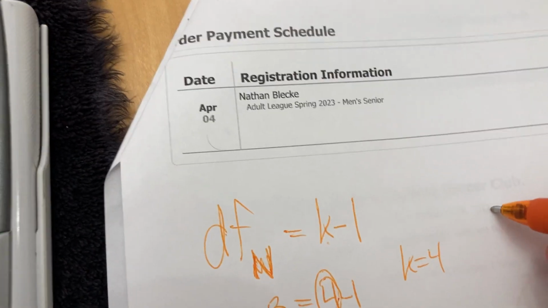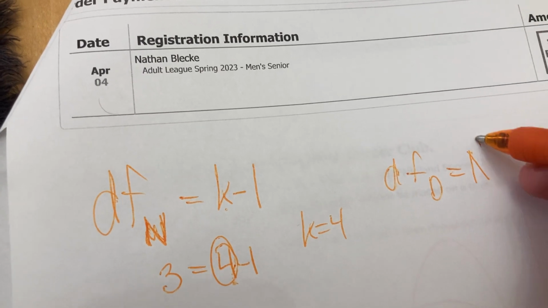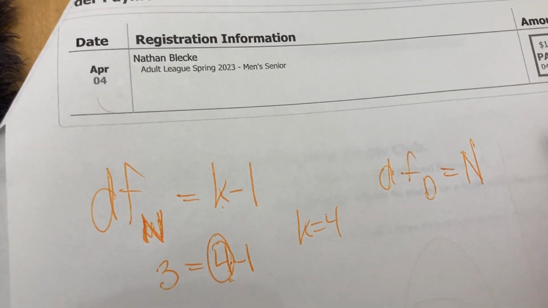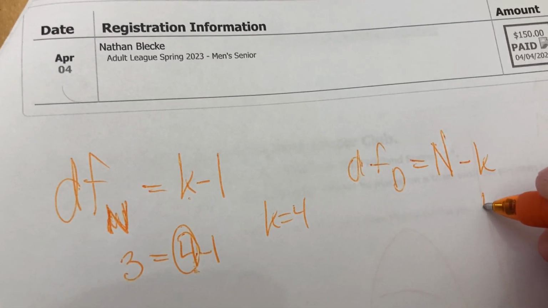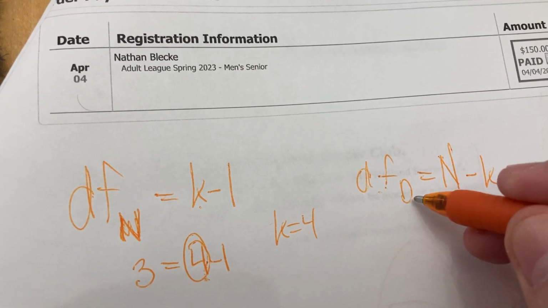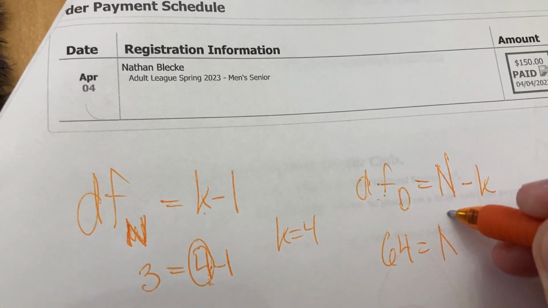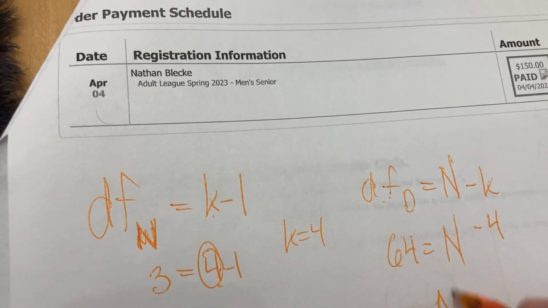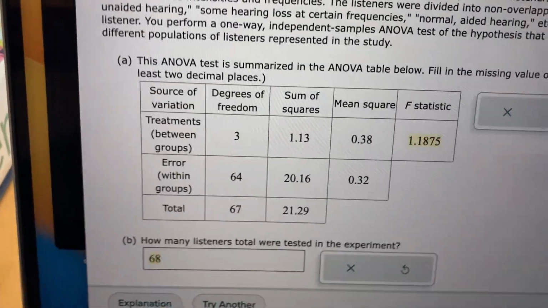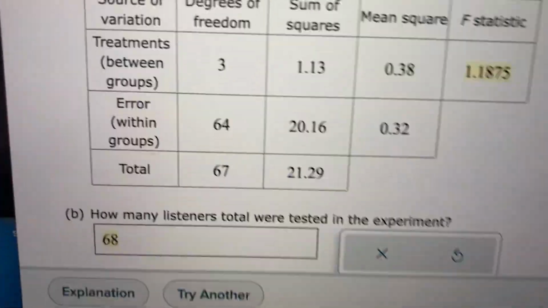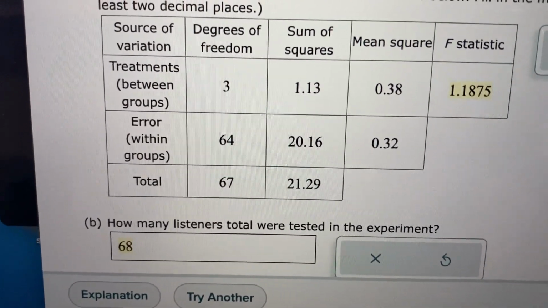Now, the degrees of freedom for the denominator is the grand total of observations, how many total observations there are, minus the number of categories. Well, we worked out the categories. We got that to be 4. Degrees of freedom for the denominator is that second box, which is where the 64 is. And so we find our n, when we solve this equation, to be 68. So it asks the question, how many listeners total were tested in the experiment. That's how we get the 68.